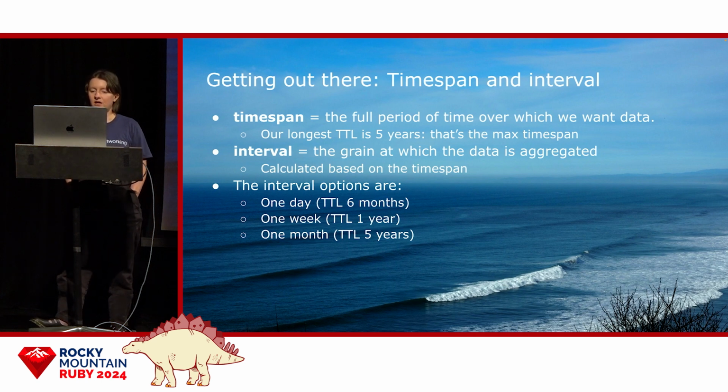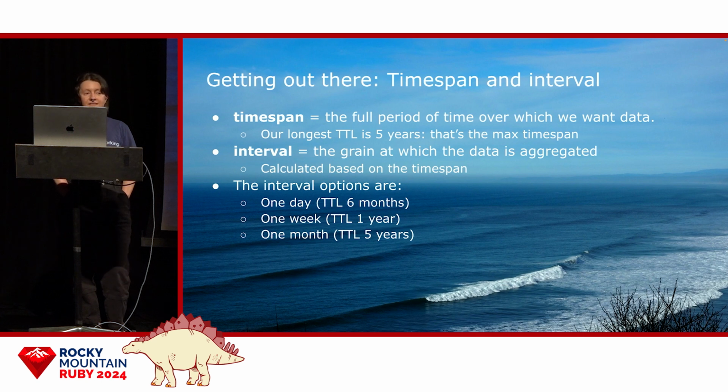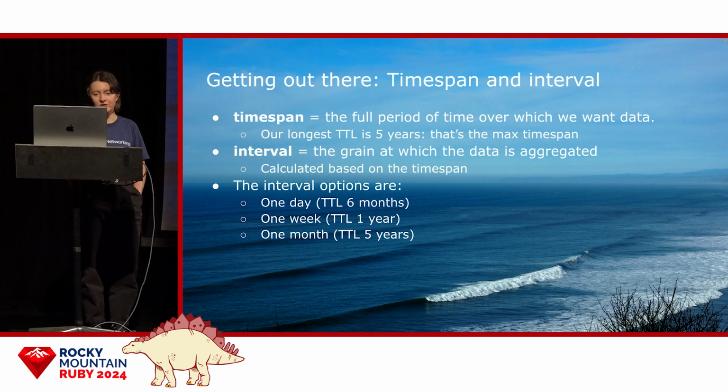This means that the TTL will determine which aggregate table we'll query from. We'll want to query from the aggregate table with the smallest interval whose TTL is still greater than the time span requested. So, for example, if the user requests a time span less than or equal to 6 months, we can return daily surf data.